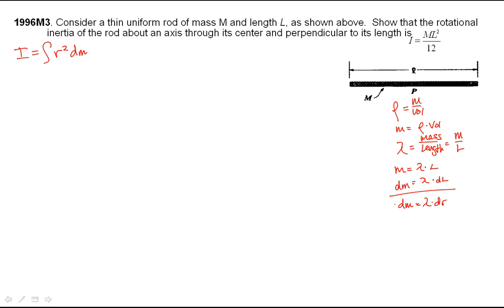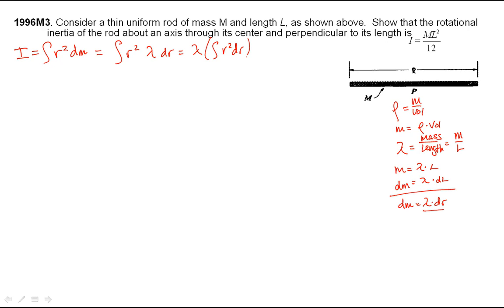If I substitute this into our equation up here, this becomes the integral of r squared, and wherever I see dm, I put lambda dr. Since lambda is a constant, this becomes lambda times the integral of just r squared dr, which is not a difficult integral to do.